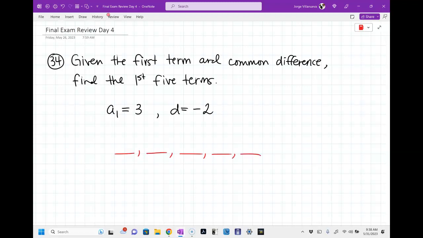I know my first term is 3. And then every term after that has to be 2 less, right? Minus 2. So that's going to be 3 minus 2 is 1. 1 minus 2 is negative 1. Negative 1 minus 2 is negative 3. And negative 3 minus 2 is negative 5. And that's going to be your first answer.